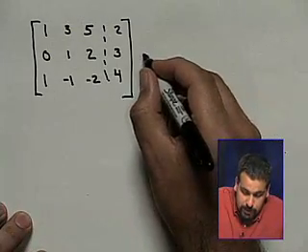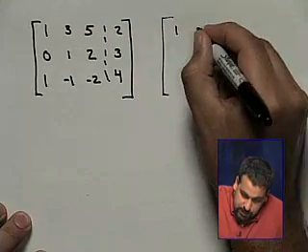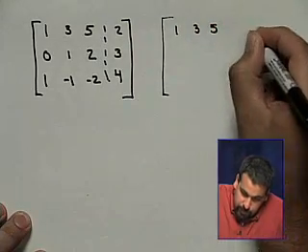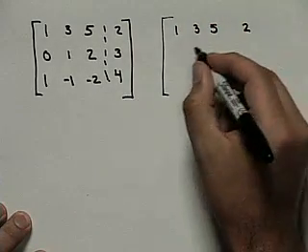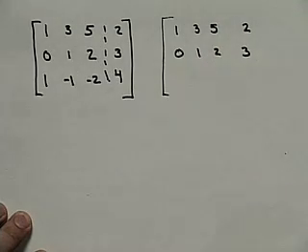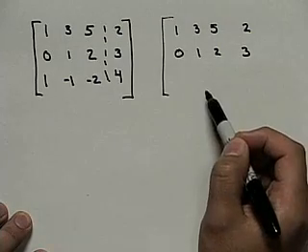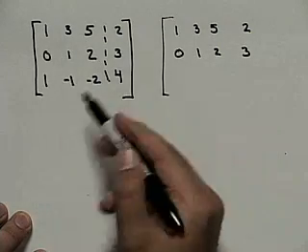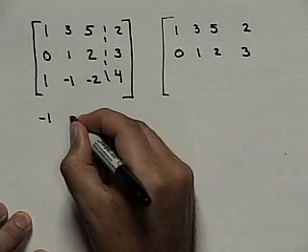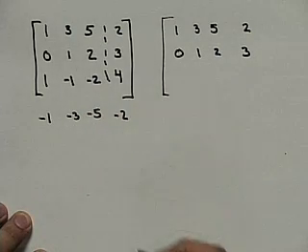In doing that, what would end up resulting is the following. The top row would stay the same, 1, 3, 5, 2. The second row would be the same, 0, 1, 2, and then 3. But now it's the third row that we want to alter. So again, I'm going to multiply the top row by negative 1 and add it to the third row and make that my new third row. Multiplying the top row by negative 1 gives me negative 1, negative 3, negative 5, and negative 2.